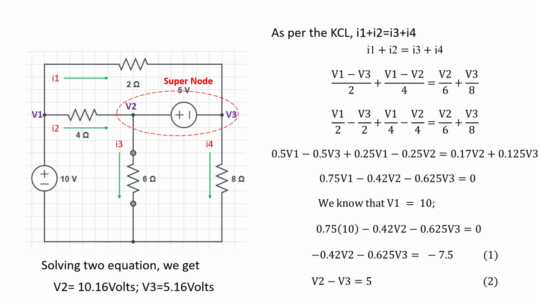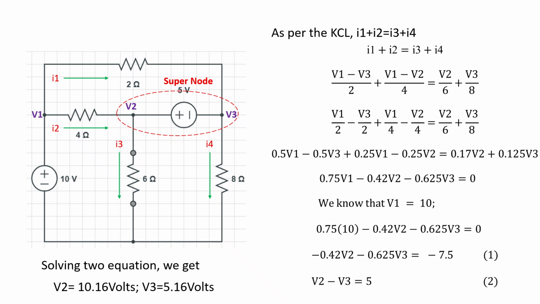But in the case of V1, it is not a difference voltage, it is the voltage at this junction, because the opposite point is considered as the reference point, that is 0. So V1 minus 0 is called V1. V1 is actually 10 volt. That is the reason why we are not taking V2 and V3 as 5 volt, because the 5 volt is the difference V2 minus V3. As per the question, V1 is 10 volt. Applying V1 equal to 10 volts, we get this equation: minus 0.42 V2 minus 0.625 V3 minus 0.75.